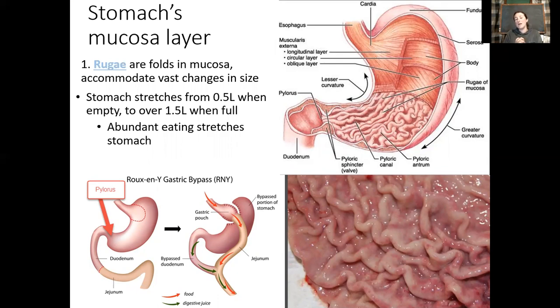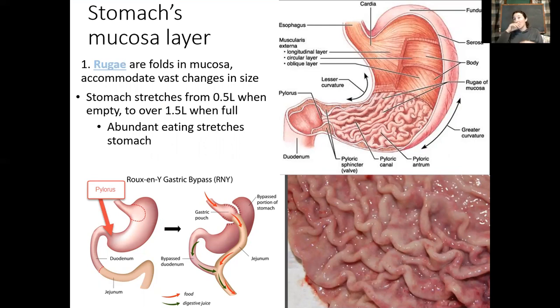They are not necessarily increasing surface area for digestion. Instead, the function of these rugae is essentially allowing for expansion of the stomach. All right, so when the stomach is pretty empty, it's about half a liter, so a nice and small stomach, but then you go to the buffet and you eat plate after plate of food, and so your stomach can actually stretch to be 3, 4, 5 times its original size.